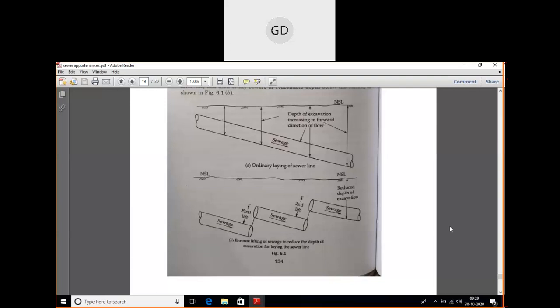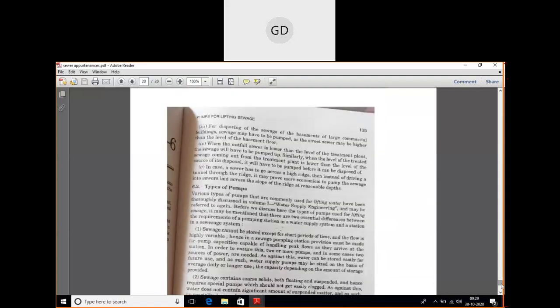Next, the third point, is when there are basements of big commercial buildings. When you need to dispose of the sewage of those commercial buildings, from the basements, you have to pump the sewage. You pump the sewage from the basement to the street sewer, and the street sewers are at a higher level than your basement. So you need to pump the sewage from the basement floor.